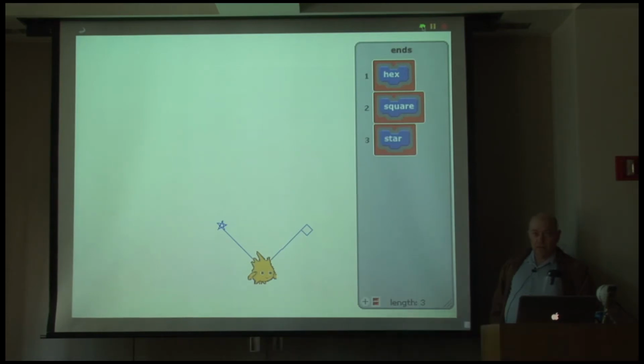Are you guys okay? Okay. So right now, there's a star on the left here, and there's a square on the right. And the decorations that are chosen come from this list. This is a Scratch list. And the elements of the list are hex, square, and star. And those are the things that get run. So how does that work?